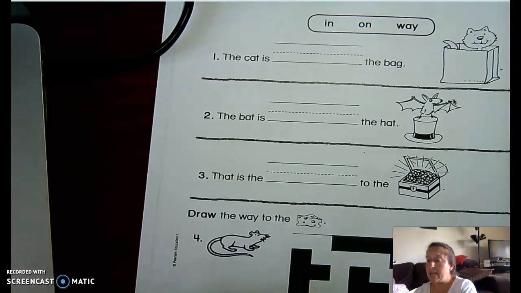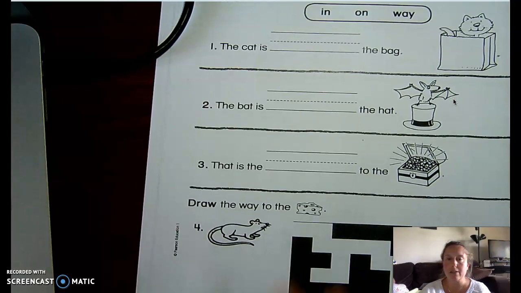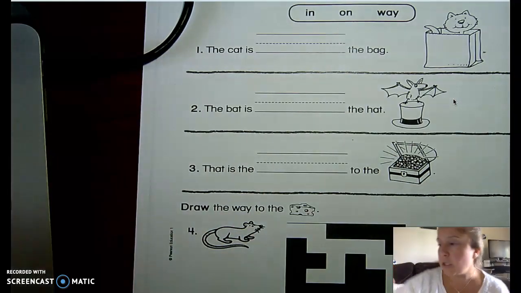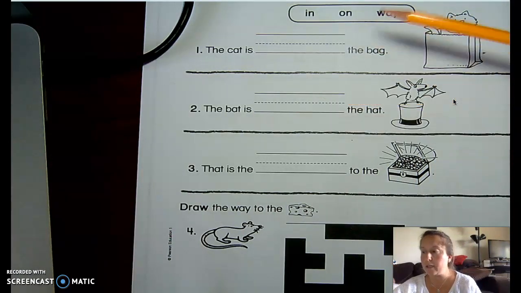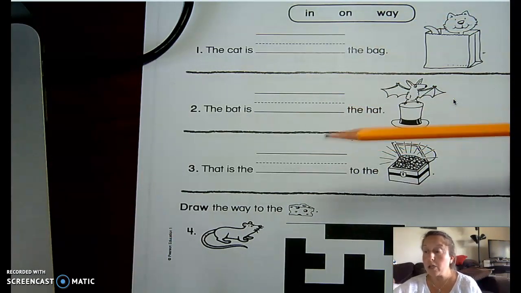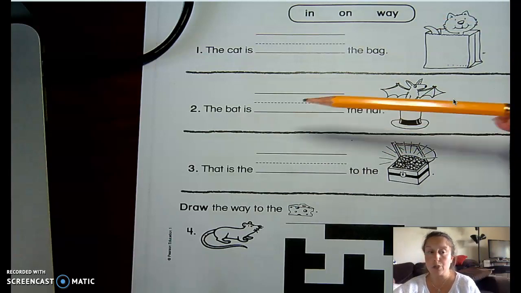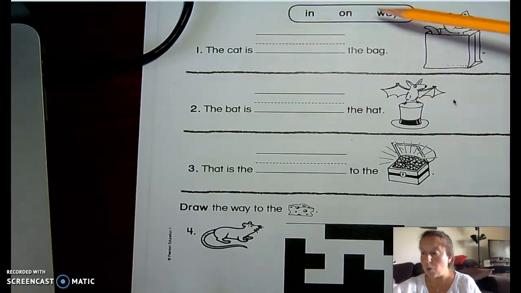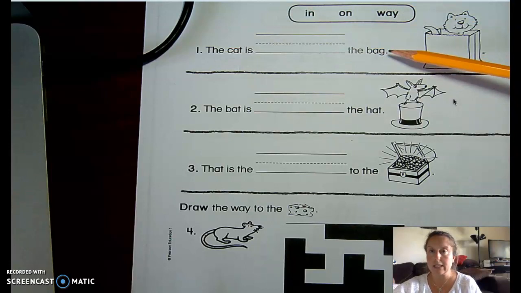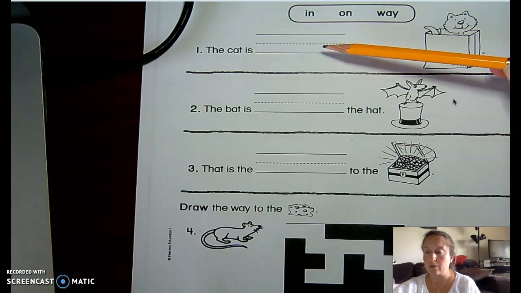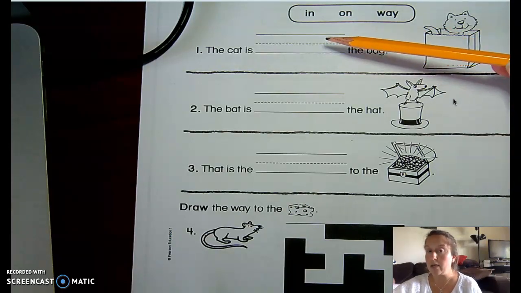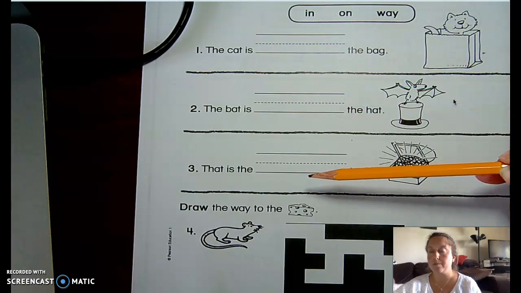This is all about a bat and a cat and a treasure chest. And what I'd like you to do is to pause me now and fill in the answers. I want you to use the strategy I just showed you. Go through each one, then try to read the sentence, use the picture to help you, and find the correct word. Pause me now to do that. 1, 2, and 3.